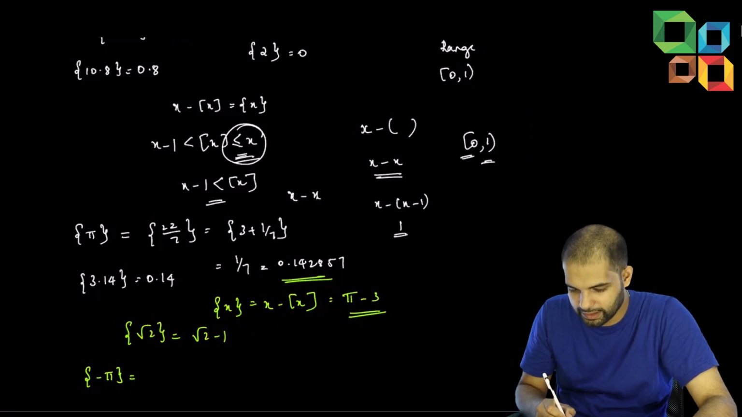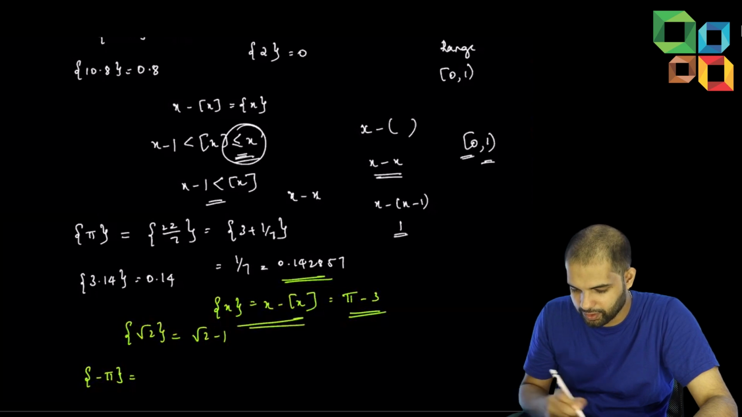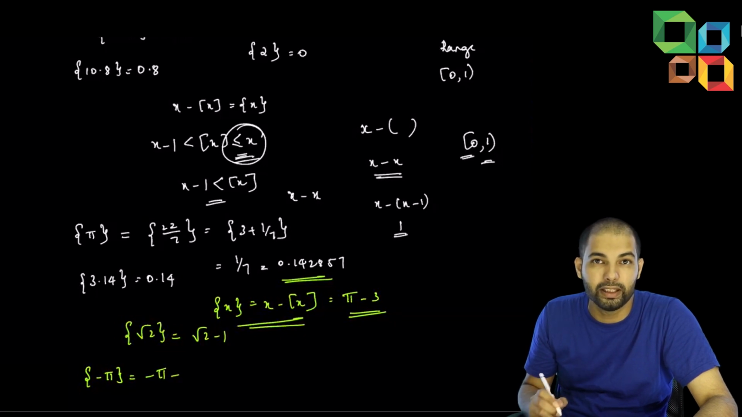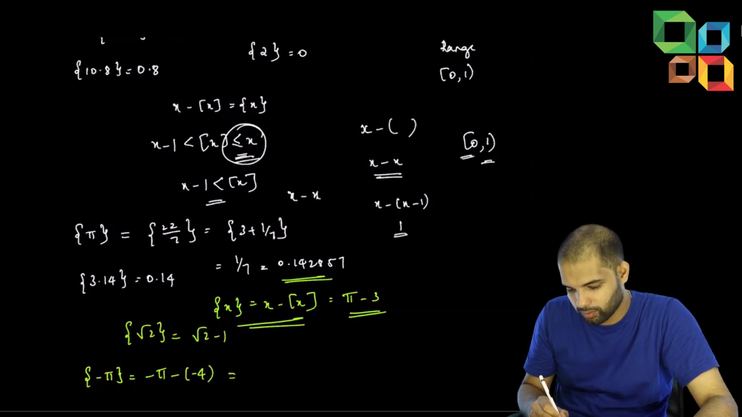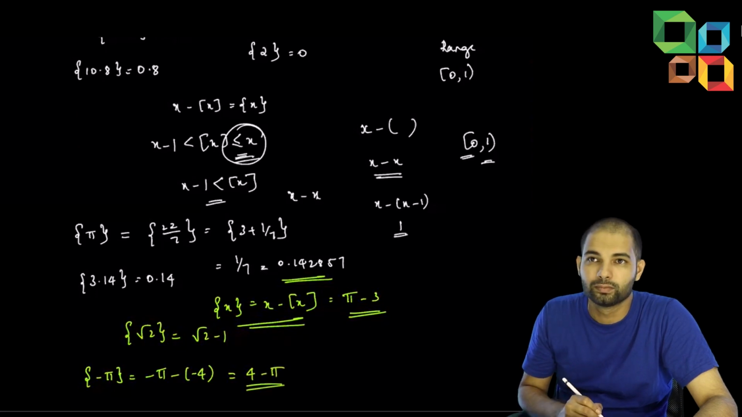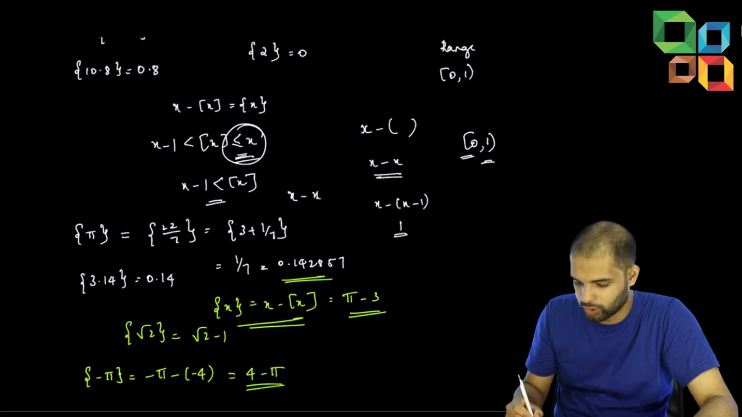If you have a doubt, let's use the definition. Here's the definition. So the fractional part of this is x minus the integer part of it. The integer part of minus pi is minus 4. We're using the definition. So minus of minus 4 becomes plus 4, so 4 minus pi. Is it clear?